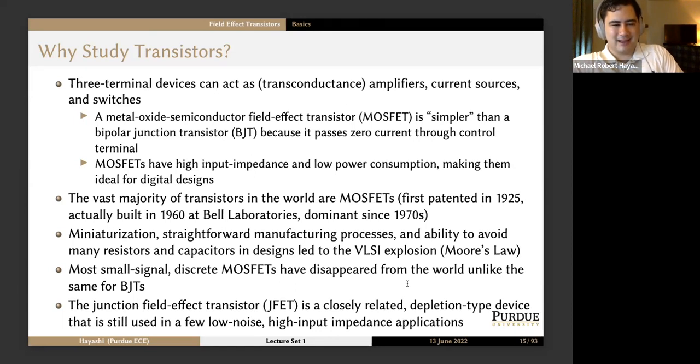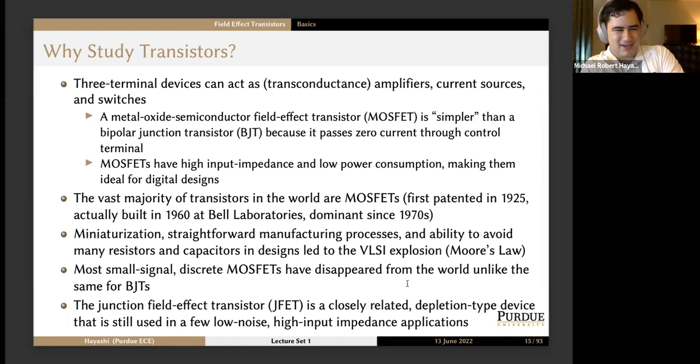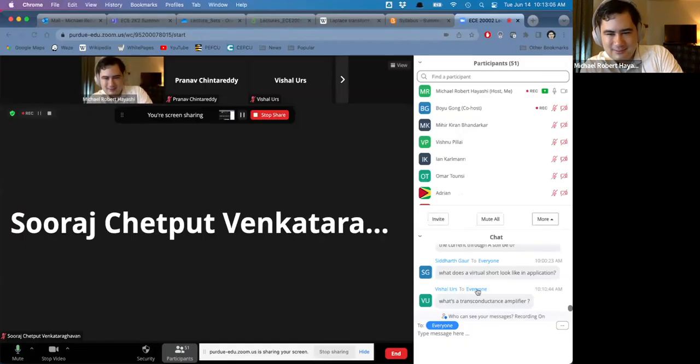And then lastly, there's just some forbidden knowledge that the School of ECE doesn't want you to know, but the junction field effect transistor, or JFET, is very closely related. It's a depletion type device. We'll get into what that means later. That's still used in a few low noise, high input impedance applications. So if we're going to talk about depletion type devices, we might as well talk about JFETs.